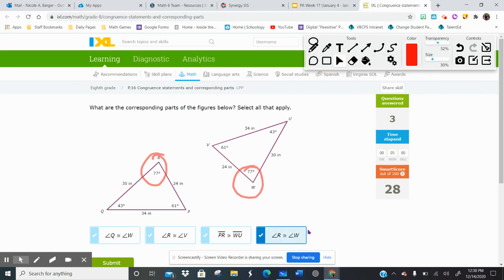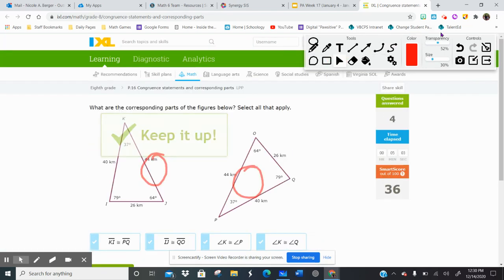And look, R, 77 is congruent to W, which is 77 degrees. So yes. So again, just take your time, make sure you're matching up each of the points and you're going in the correct order. Let me know if you have any questions.